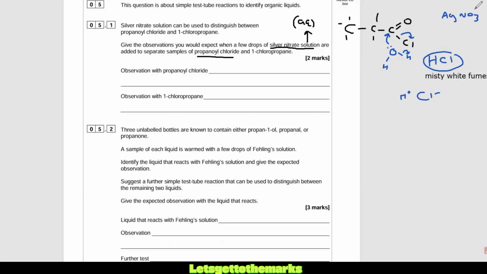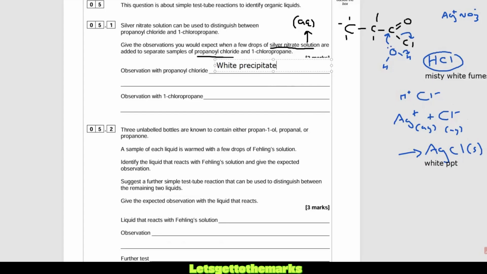Okay, now what happens to the silver nitrate? Well, silver Ag+ ions are going to react with some of those chloride ions that are knocking about from the hydrogen chloride that might dissolve in the solution. And therefore, we're going to get silver chloride formed. And you might know from your halide ion test that silver chloride forms a white precipitate. Okay, so we've got the white precipitate, we've got the misty white fumes, possibly. Either of those, I think, will get you the mark for the propanoyl chloride.